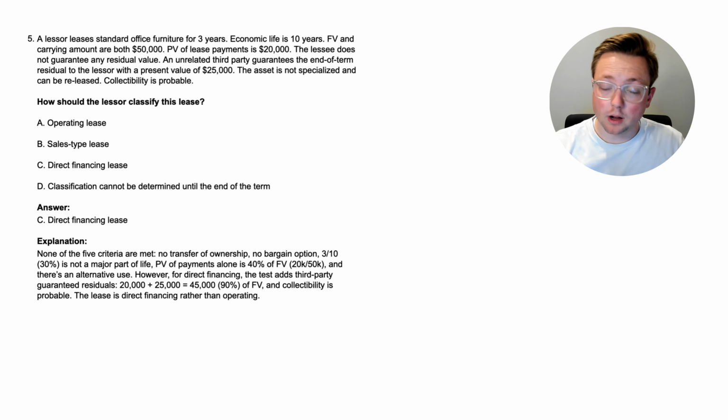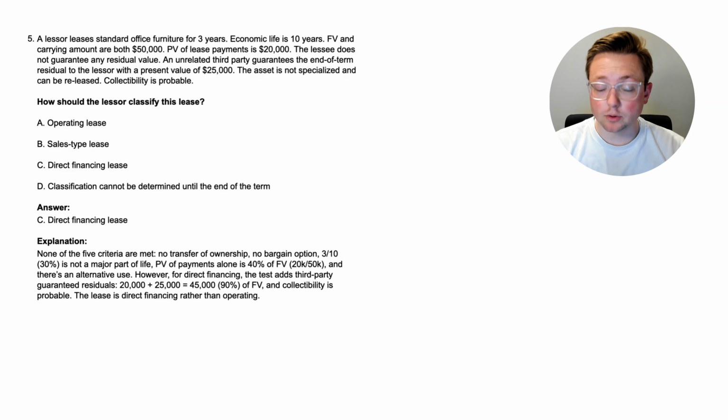If only one of the direct financing lease things is met and not the other one, or if none of the sales type and none of the direct financing lease criteria are met, then it's finally an operating lease. So that's why it's a little bit more complicated when it comes to lessors compared to lessees, because with lessees, it's just financing or operating. Financing if it meets any one of the criteria, operating if it doesn't meet any of them.